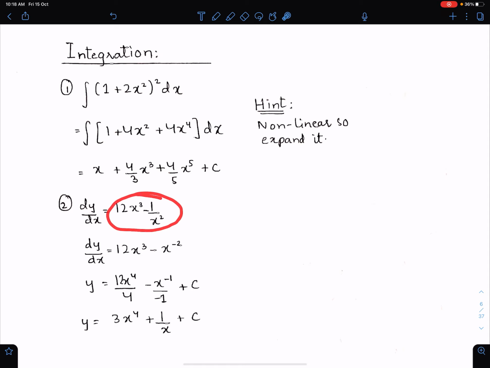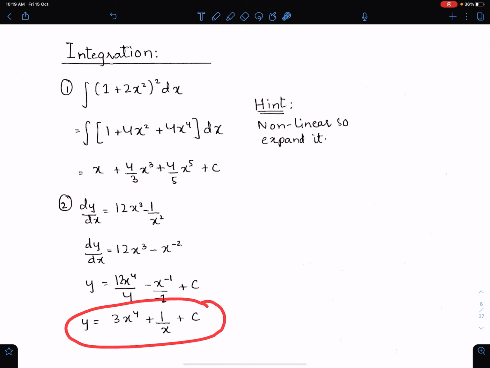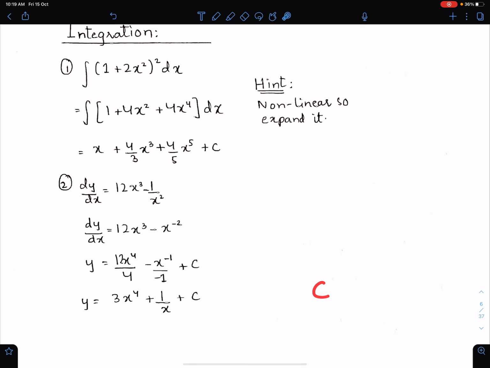Another example. This is the gradient and we need equation of curve. Number one, we need to simplify this. This is the simplified form of this function. When you will integrate left side, you will get y, and when you will integrate this right side, you will get this thing. 12x power 4 over 4. This will become x power minus 1 over minus 1 plus c. So this is the equation of the curve in terms of c, general equation. If they will give you the values of any point, let's suppose 1, 2, then you can get the value of c. So this is the general solution.